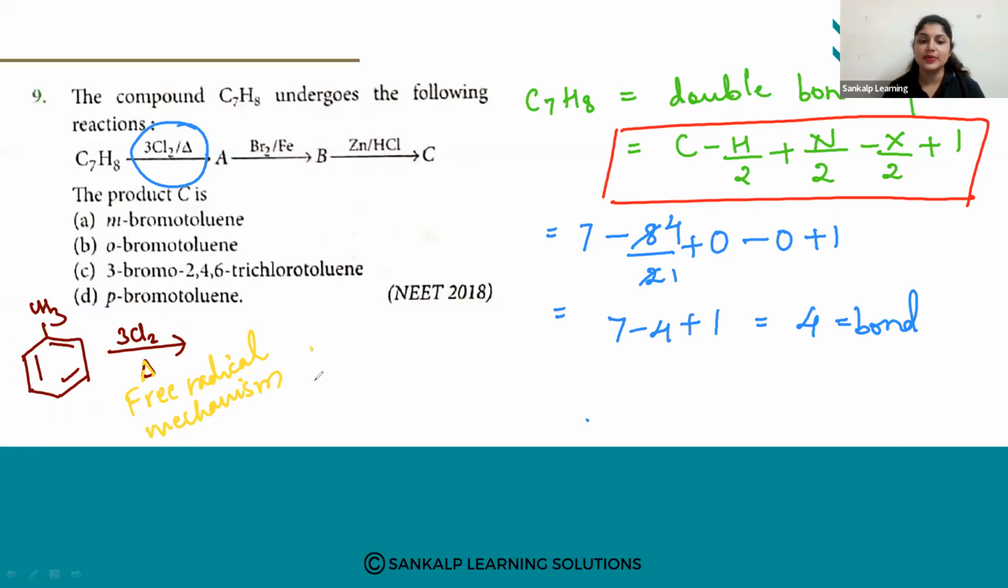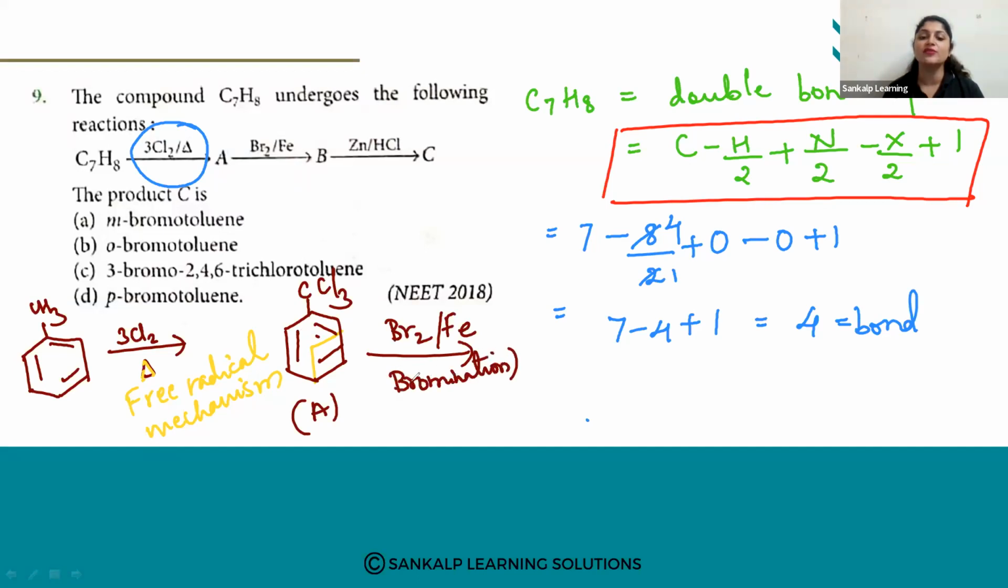So how does the reaction take place? The reaction will take place like this. So this will be CCl3. All the hydrogen atoms will be replaced by chlorine atoms. So this is our compound A. This is further treated with Br2 and Fe, so it will undergo an electrophilic substitution reaction, that is, a bromination, because you have taken bromine.